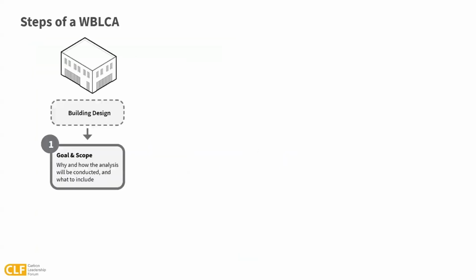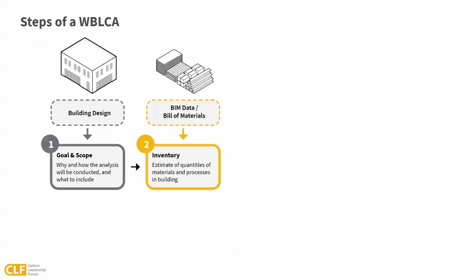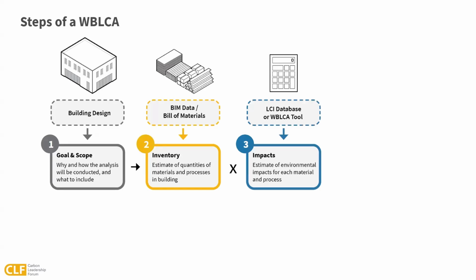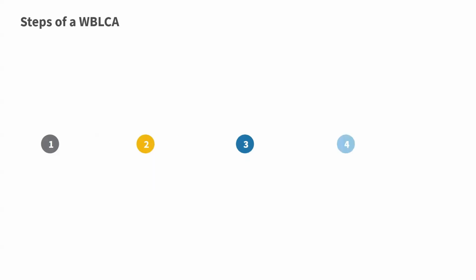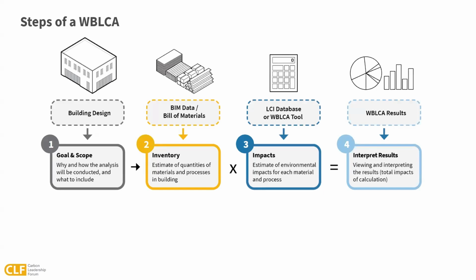And there are 4 basic steps of a whole building LCA, which include first defining a goal and scope. And this means defining exactly what you're assessing and why. Next is collecting an inventory, all the material quantities and processes that are going into that thing or building. Estimating the environmental impacts, so multiplying that inventory by emissions factors. And summarizing and interpreting the results.